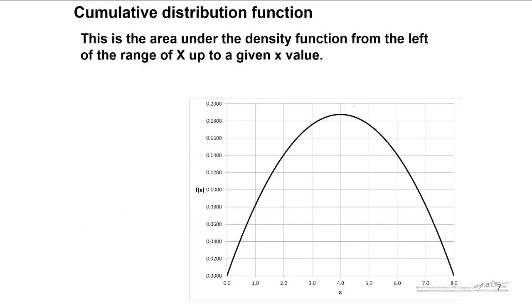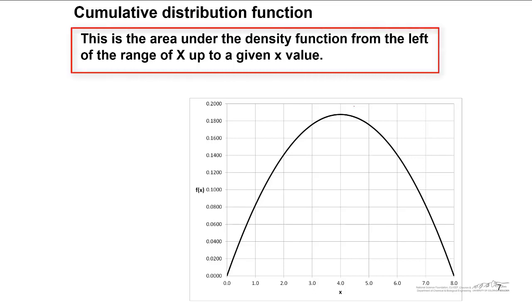Similar to cumulative distribution functions with discrete random variables, we can do this for continuous random variables. This is the area under the density function from the left of the range of x up to a given value of x.